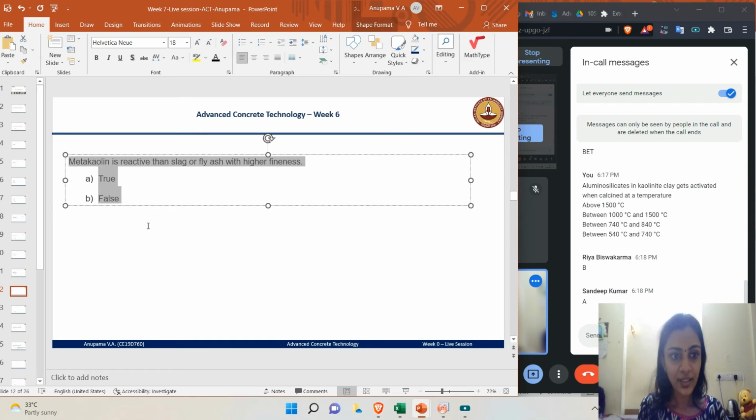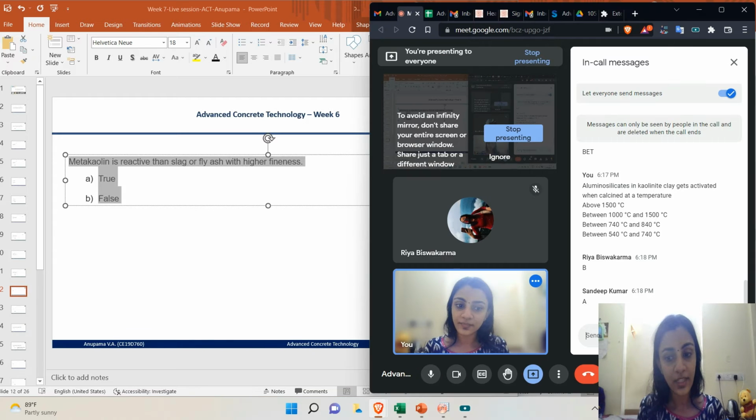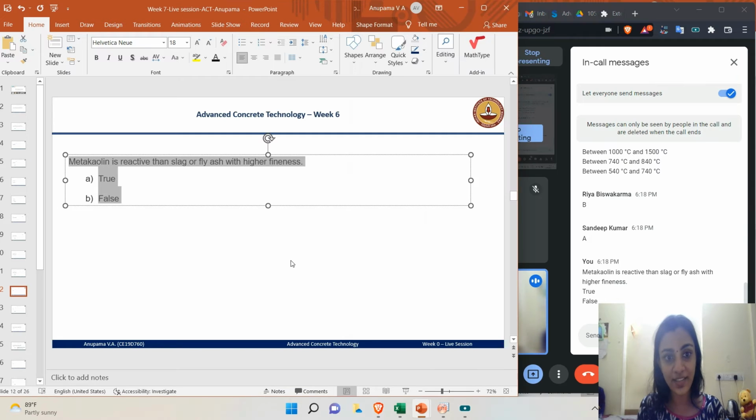Metakaolin is more reactive than slag or fly ash with higher fineness. So basically, the question states that slag and fly ash have higher fineness than metakaolin. Even though they have higher fineness, metakaolin is more reactive than both of them. So is it true or is it false?